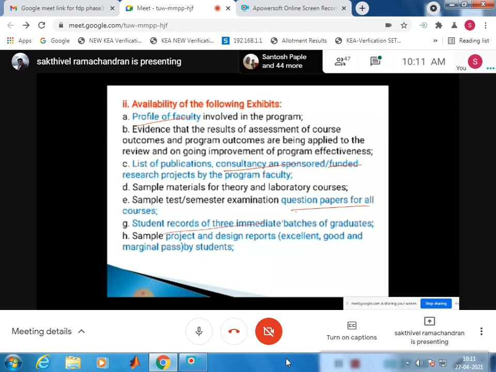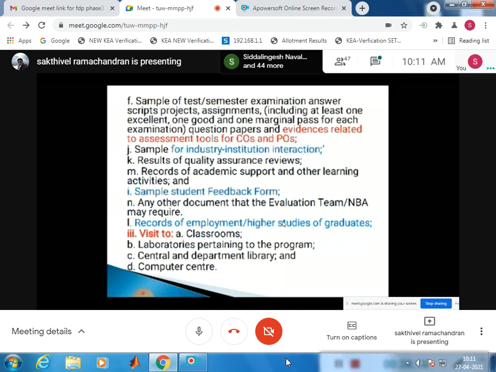Always this looks for the current year, current year minus 1, current year minus 2. So three years of documents are always verified by the NBA committee. So make sure that the collection of documents is always for the current year, and down the line, two years should be documented. And evidences relevant to CO, PO, all those mappings should be done. Then again, sample student feedbacks. This is one of the important processes, which is a very keen process. Feedback from different stakeholders, and what is the corrective action that has been taken towards that. So that's how the whole process goes on.